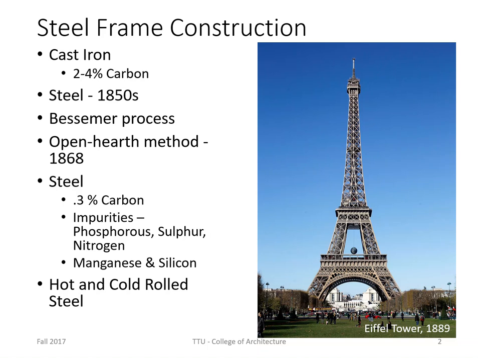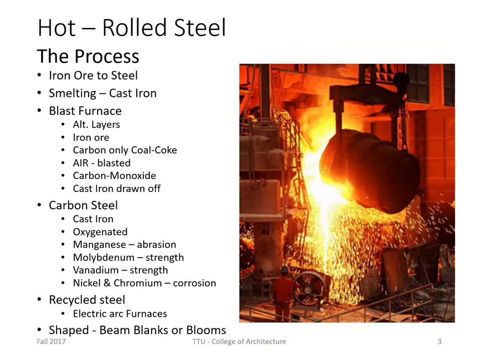There are two methods of producing steel. One is called hot rolled, and the other is called cold rolled steel. The first process we're going to talk about is hot rolled steel. As we talked about, it starts with iron ore and turns into steel. It's smelted, where the cast iron is created.